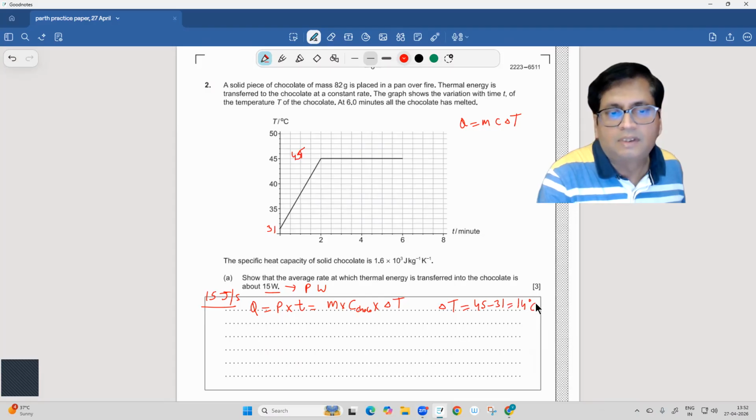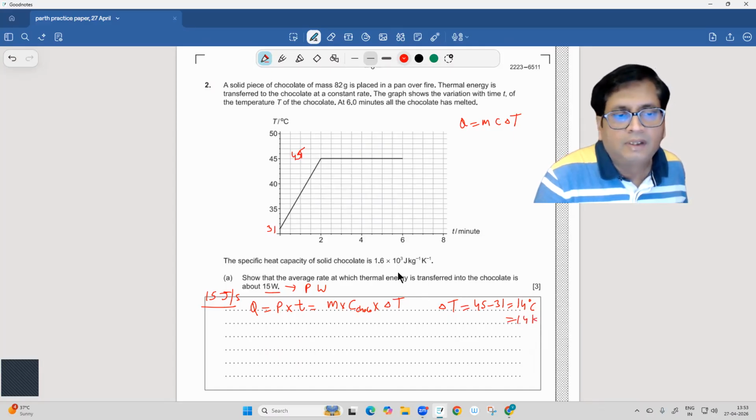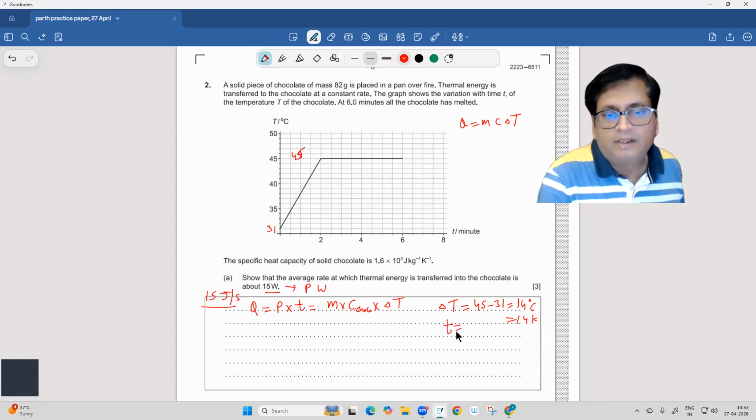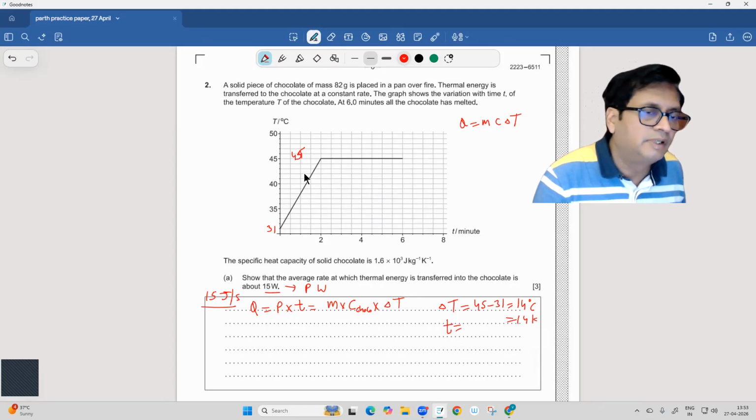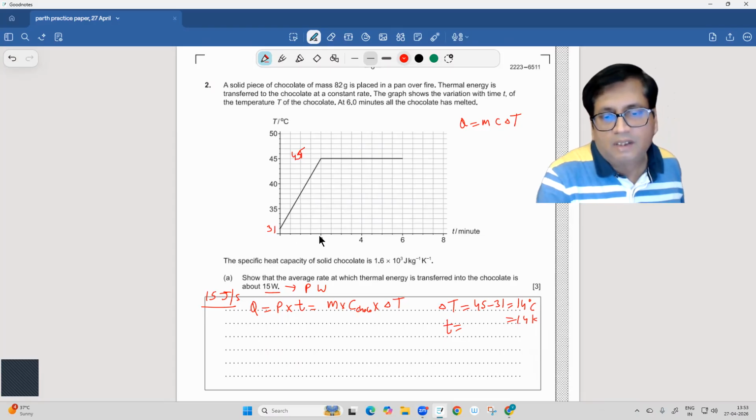14 degrees Celsius. Or we can say 14 Kelvin also for delta T, it doesn't matter. So how much is the time taken? How much is t during the sensible heating? 2 minutes. So that is 2 into 60, which is like 120 seconds.